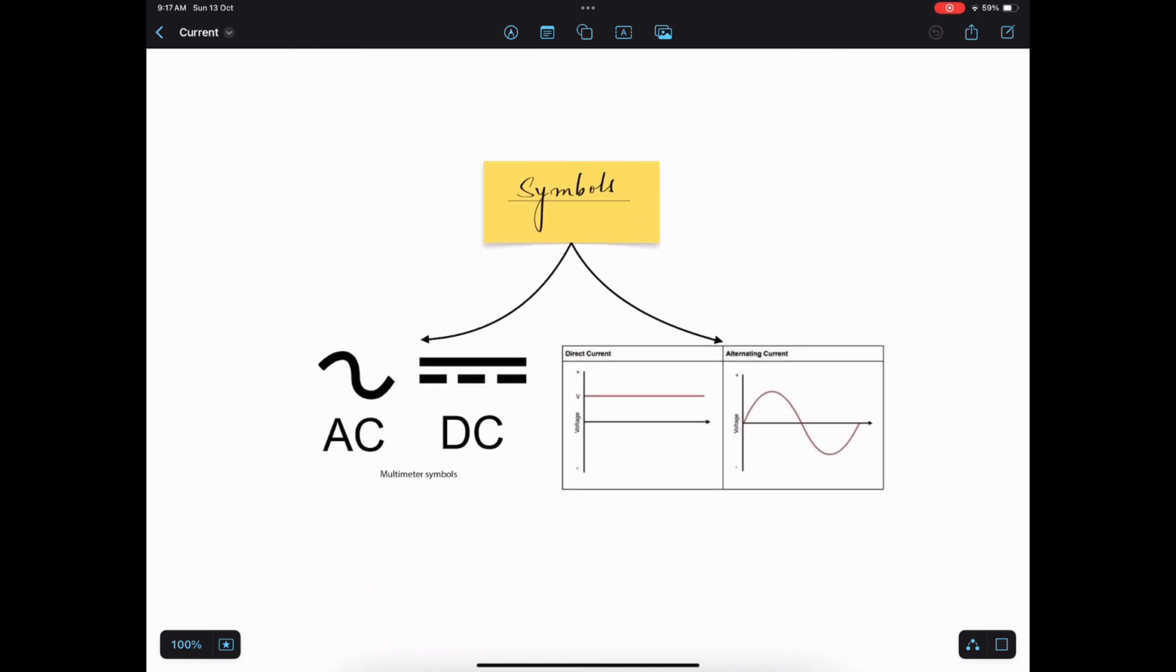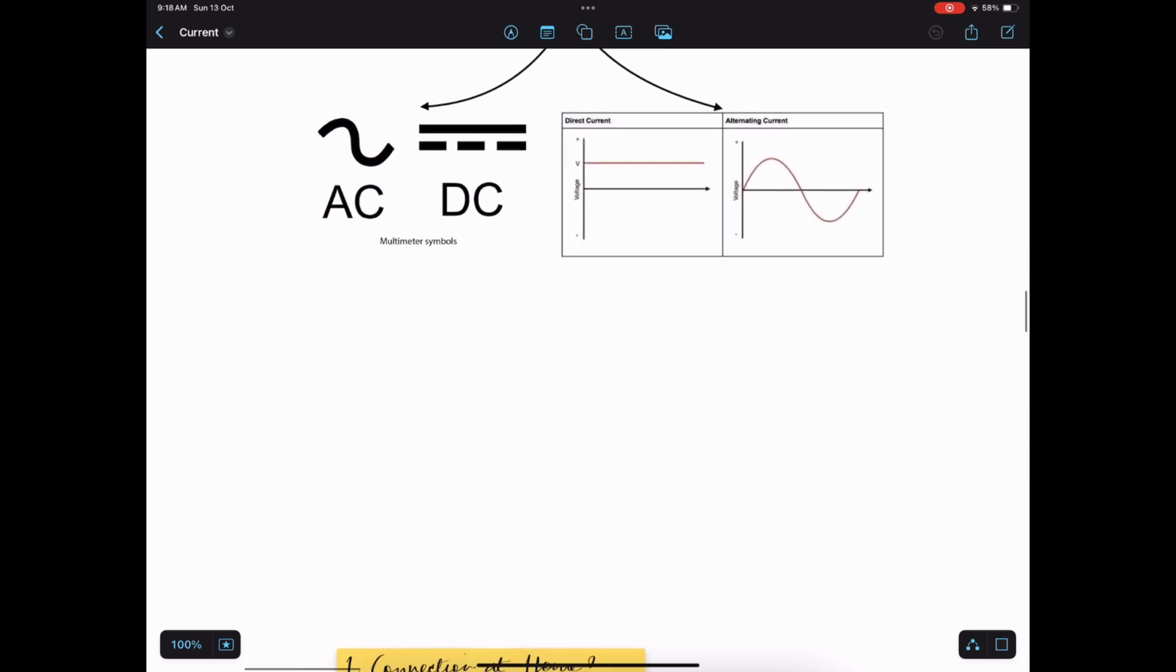Now, we can take a look at the symbols of AC and DC. Here you can see the AC has the same symbol as its waveform. First going to the positive, then going to the negative, a negative high, and then coming back to zero, completing a full cycle of 360 degrees. For DC, it is flat because it is only in one phase. It can either be positive or negative, but only in one phase. It cannot change phases.